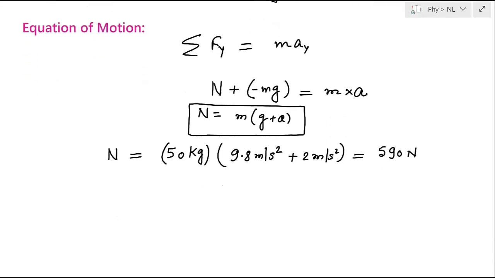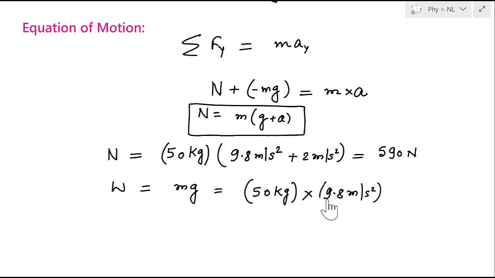Now you can also simply calculate the weight of this Bowman. So weight will be nothing but mg. M is 50 kg and g is 9.8 meter per second square. So this will come 490 Newton.